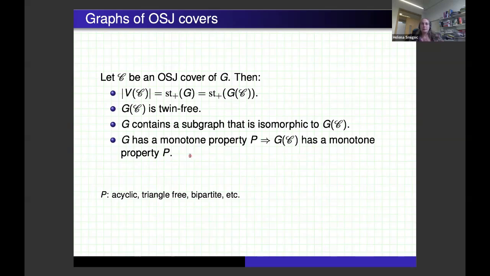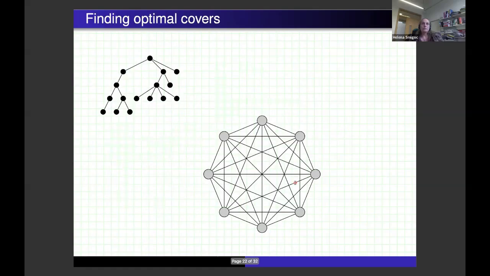Monotone properties are properties that are preserved under subgraphs. So if a graph has a property and every subgraph has this property, then this property is called monotone. Examples of such properties are: graph is acyclic, triangle-free, bipartite, and so on. And these properties are preserved from the graph to the graph of the optimal set-join cover.